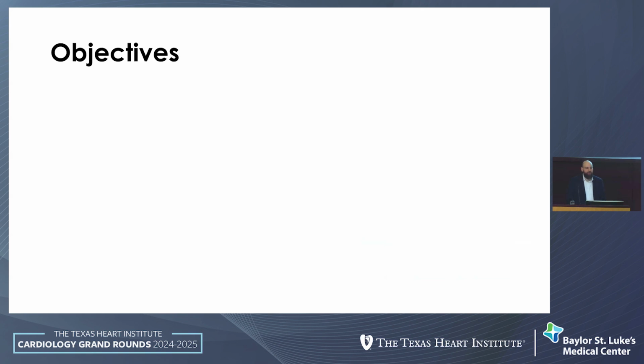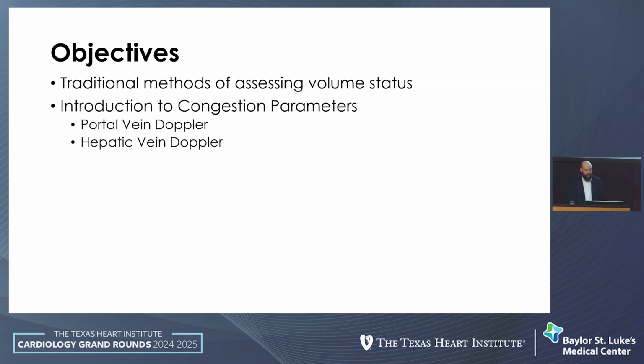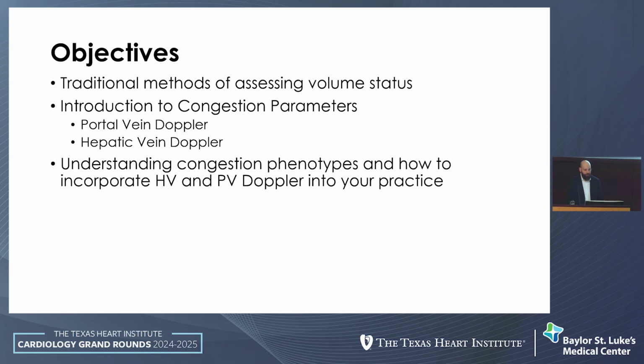So the objectives of this talk are going to be very simple. We're going to go over very briefly the traditional means by which we assess volume status and see how flawed it is when it comes to different physiological or pathological situations. The bulk of the talk, we're actually going to introduce what are these novel parameters that we look for, the visceral organ Doppler, how do we interpret portal vein Doppler and hepatic vein Doppler. Very important, we're also going to look at different congestion phenotypes that kind of changes the way we look at volume status and how to incorporate this very simple ultrasound technique to help guide when it comes to volume status.